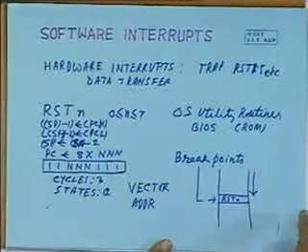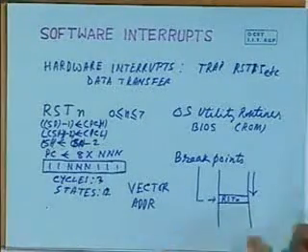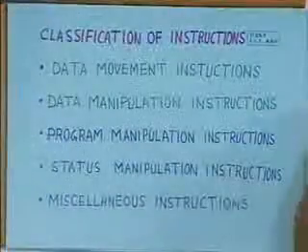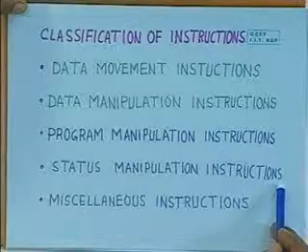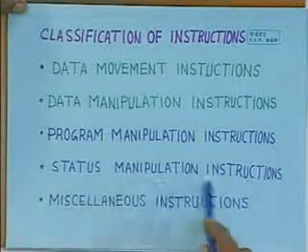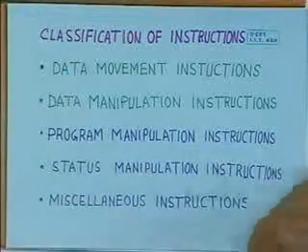After discussing software interrupt, let us focus on another very important class of instructions, the status manipulation instructions. Before I discuss status manipulation instruction, let us try to understand what we mean by status and what we mean by manipulation of the status. We know that a microprocessor is nothing but a sequential circuit. In a sequential circuit, the output depends on the present input and the present state of the machine.